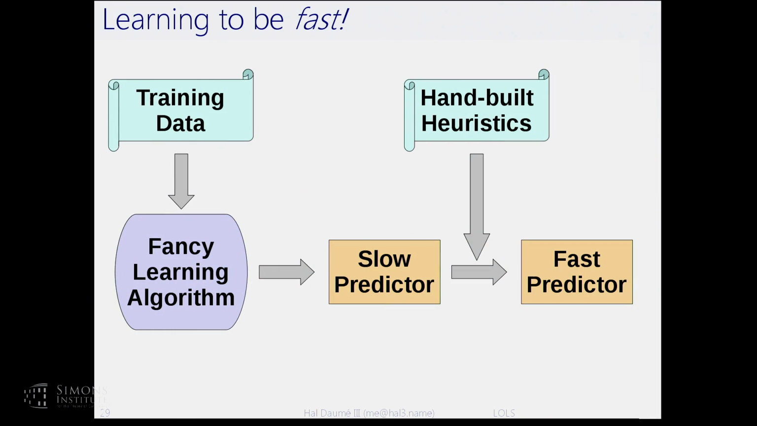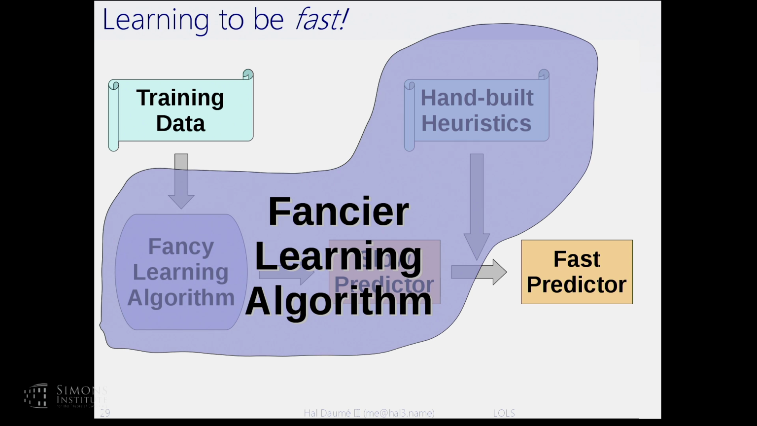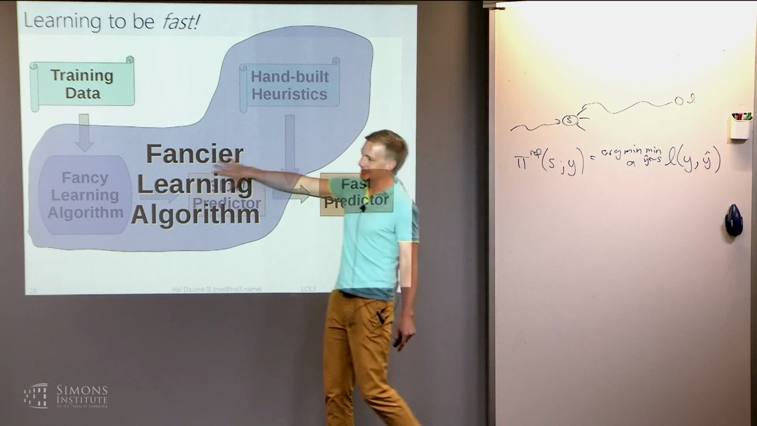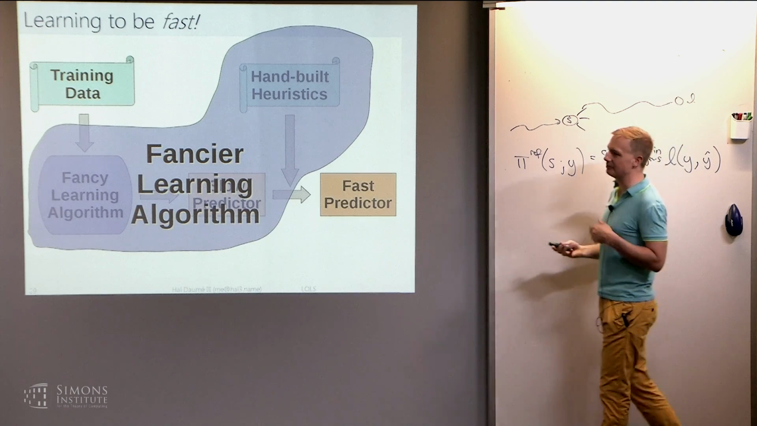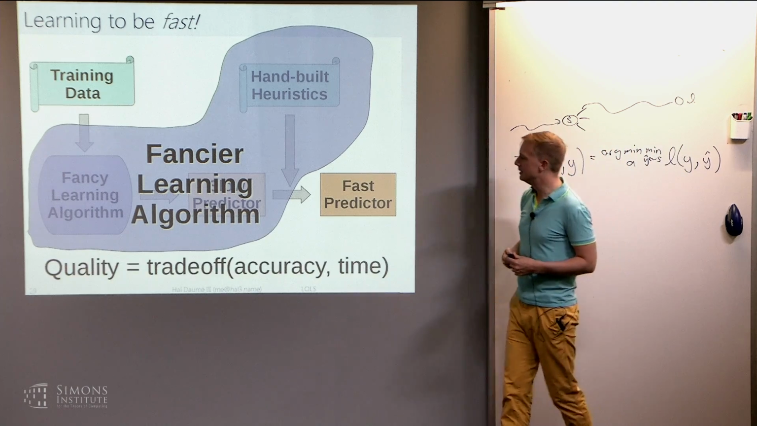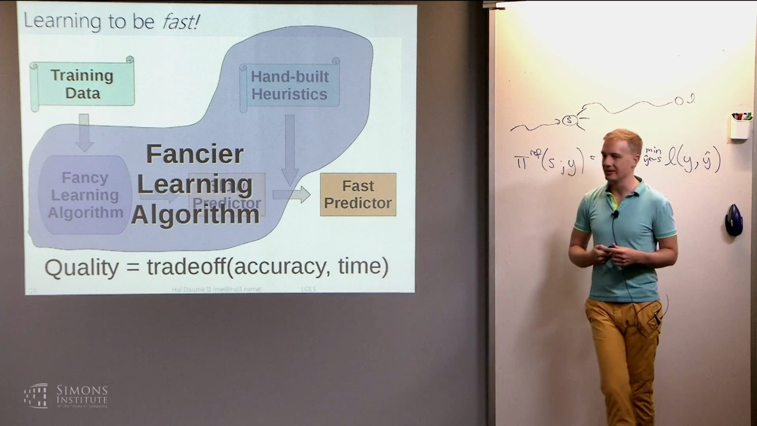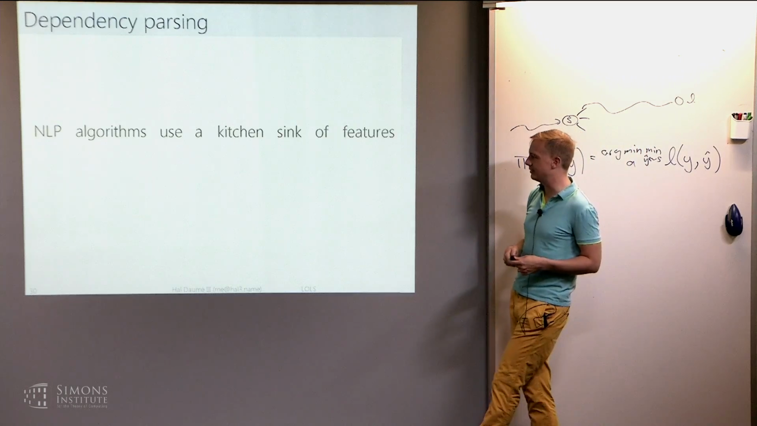So here's the view that we had. This is how NLP works. We get some training data. We go talk to people in this room, and they tell us what their favorite learning algorithm is. And we train, and we get a slow predictor. We're not very happy with that. So we spend a bunch of time building heuristics, like A-star heuristics, to try to make this fast. What we were really trying to do is glue all of these things together into one piece that's just the learning algorithm. Basically, can we learn to be both accurate and efficient? The quality measure that we care about is some trade-off between speed and accuracy.